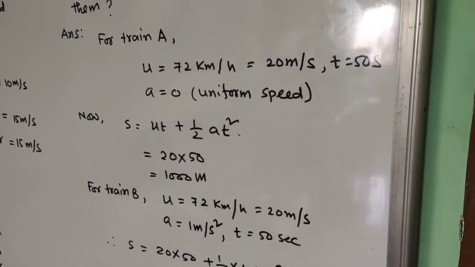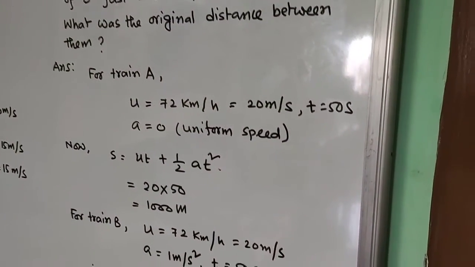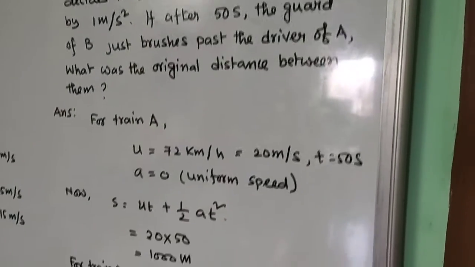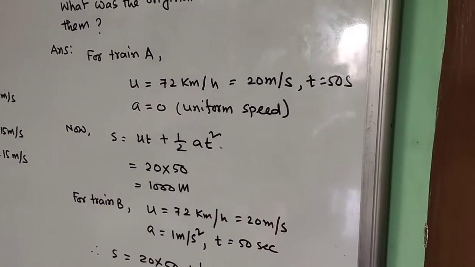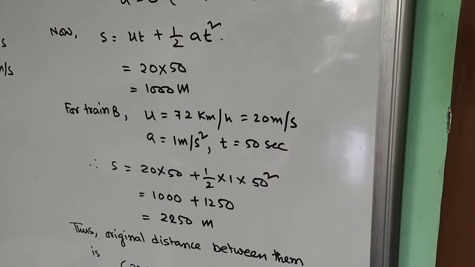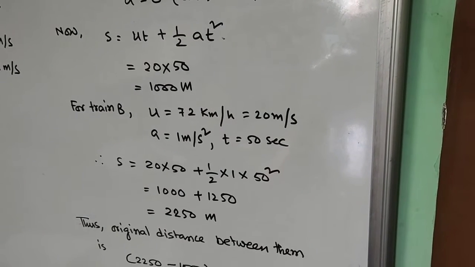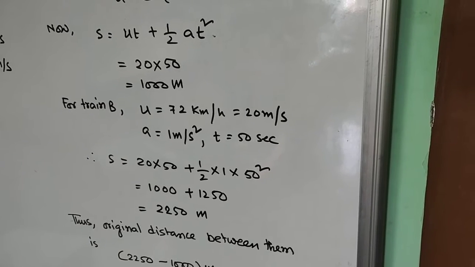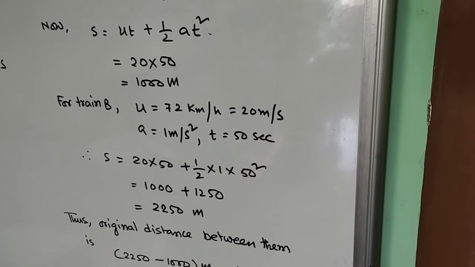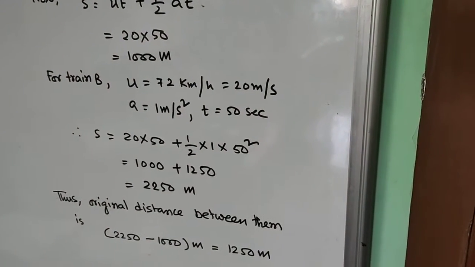Now for train B, as we are trying to define the parameters during 50 seconds, u equal to 72 km per hour, that is 20 meter per second. Acceleration is 1 meter per second square, and t equal to 50 seconds again. So using these parameters, the distance is 20 into 50 plus half into 1 into 50 square. On simplification, 20 into 50 is 1000, and half of 2500 is 1250, so it's 2250 meter.